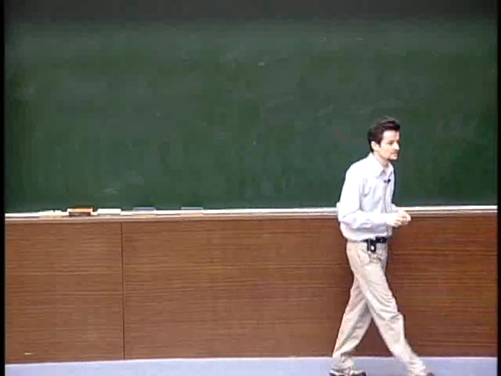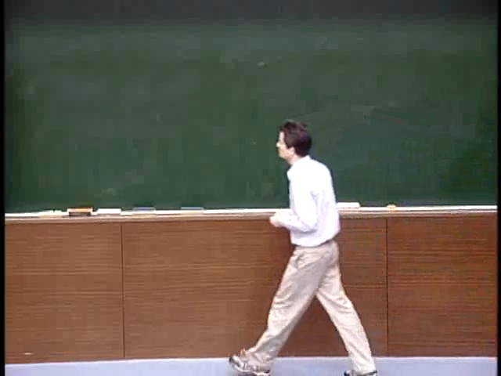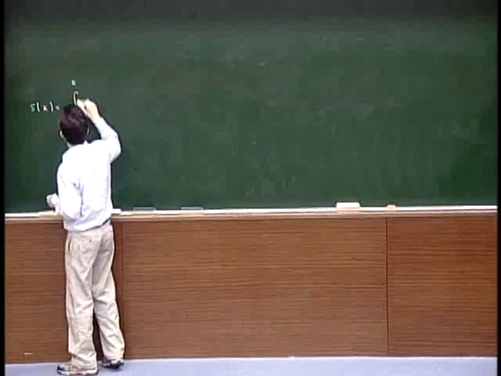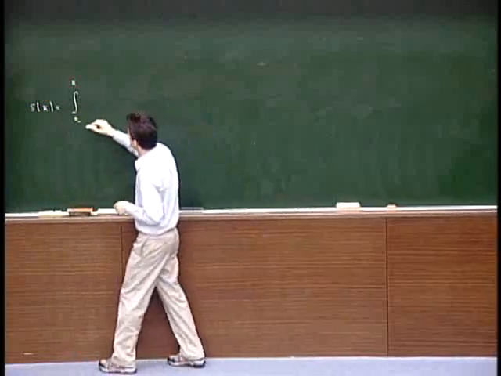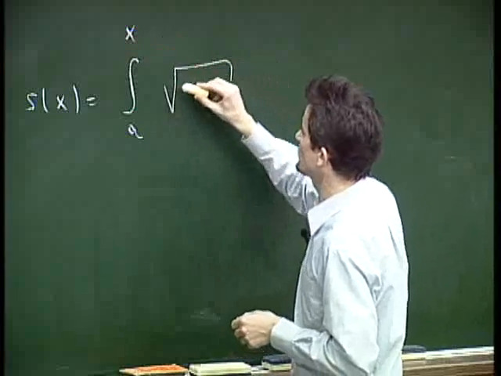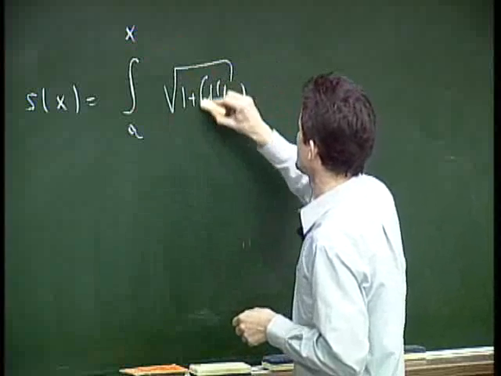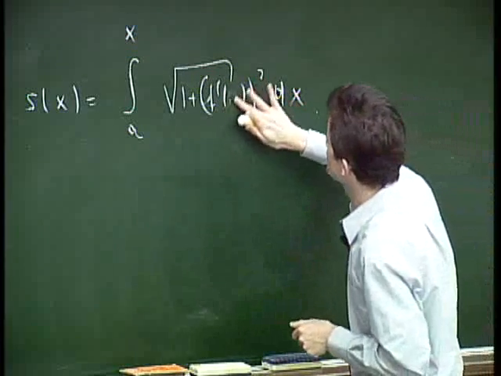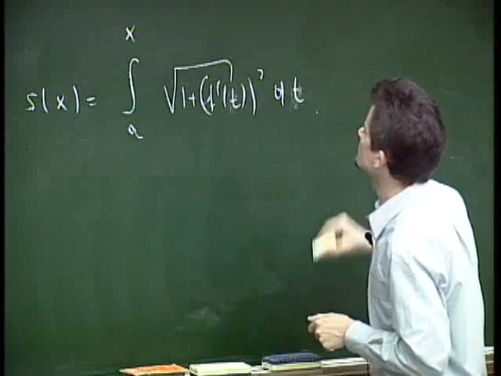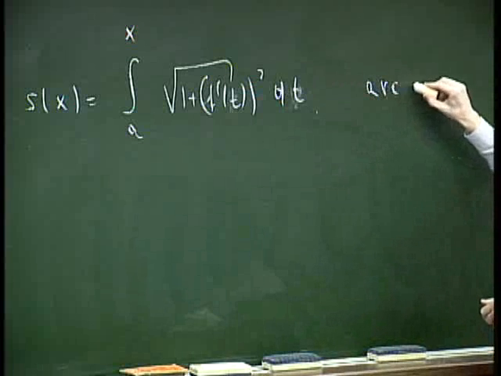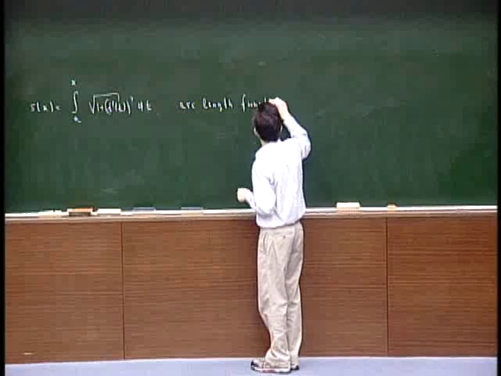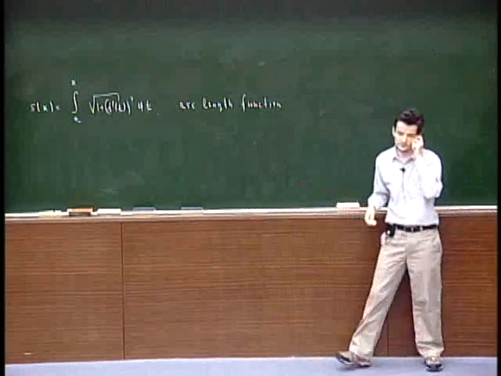Okay, now we will see later on the so-called arc length function. You have a given function, and you compute the arc length from some a to some x, where x is now a variable. So this is normally called the arc length function. This function will turn out to be very important for us later on.